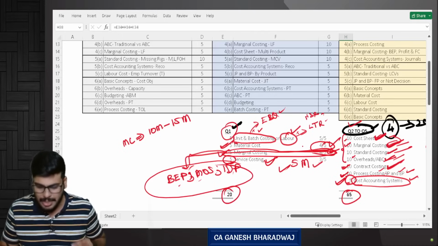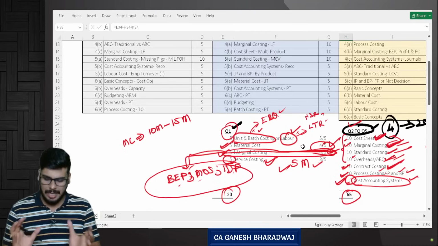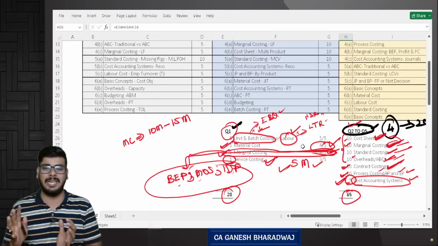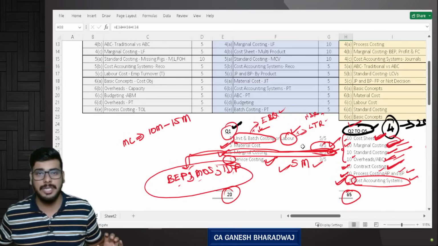So now here, if you see this 20 marks approximately, let's say out of this 20, even 15 marks definitely will come from the areas that I have mentioned here. Clear with this, guys? Clear with this?